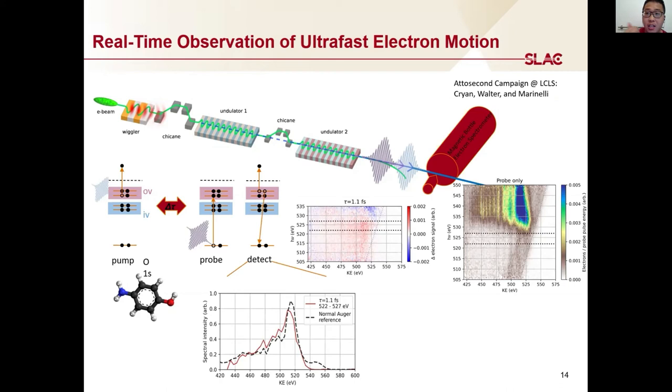That's right. In our data analysis, we compare the pump probe data to the probe only data. And we see, in the difference map, how much OGA electron signal we can see. And that indicates the core hole population at a given delay time. This is the schematic of our experiment.